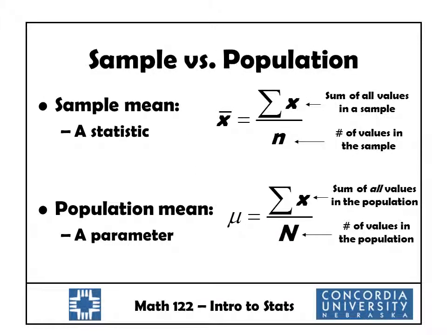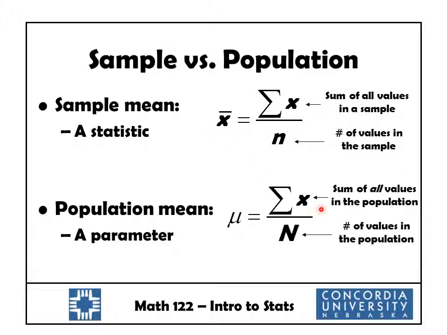Okay. Now, we had a couple of different types of means. We had a sample mean and we had a population mean. A sample mean was denoted by x bar, and the population mean is denoted by the Greek letter mu. And the difference between these is where the data come from. If we get data from a sample, we add them up, divide by the number of values in the sample, we get a sample mean x bar.